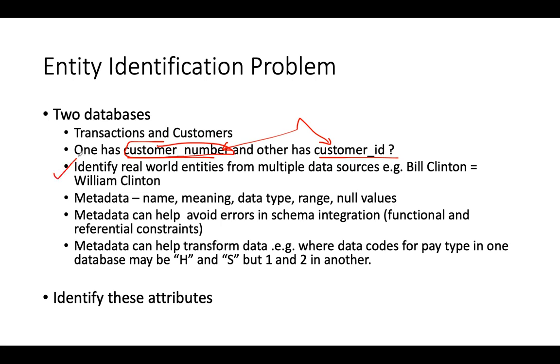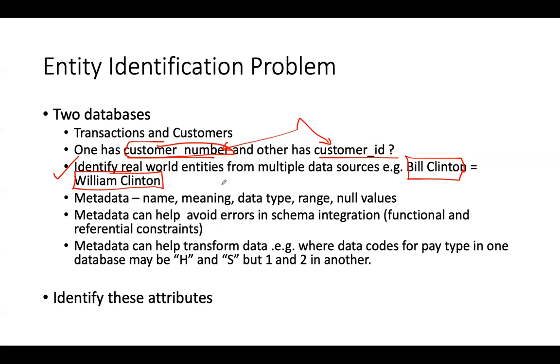Another example we can look at. Let's say we got these 2 databases. One entity, the person, is coded as Bill Clinton. In another database, we have the name William Clinton. They might look different, but we're talking about one and the same person. So this is another issue of entity identification problem.